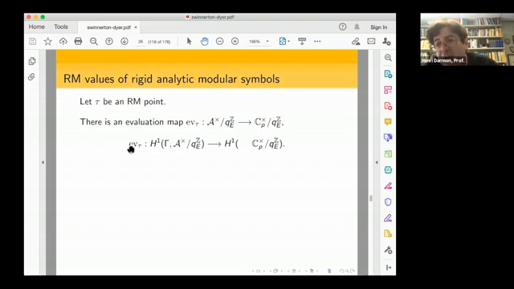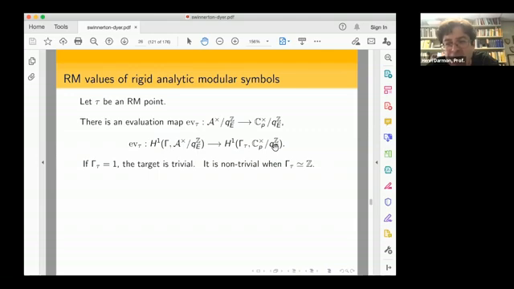But the evaluation is not equivariant for the full action of Gamma, only for the action of the stabilizer of tau. So you only get a map to the cohomology of the stabilizer group with values in this p-adic torus. And if Gamma tau equals 1, of course, that is not a very interesting map. The target is trivial. But if Gamma tau is non-trivial, namely it's isomorphic to Z, then the target is essentially isomorphic to C_p star mod q to the Z. So that leads to the following definition.